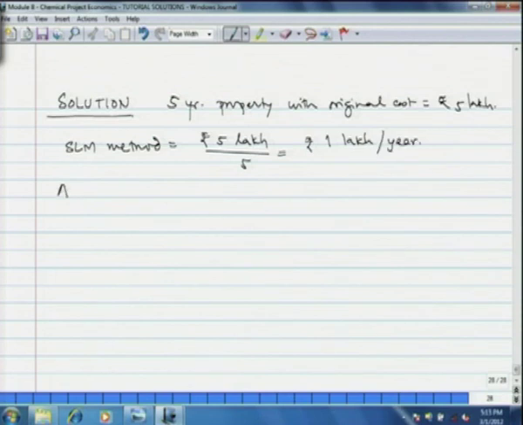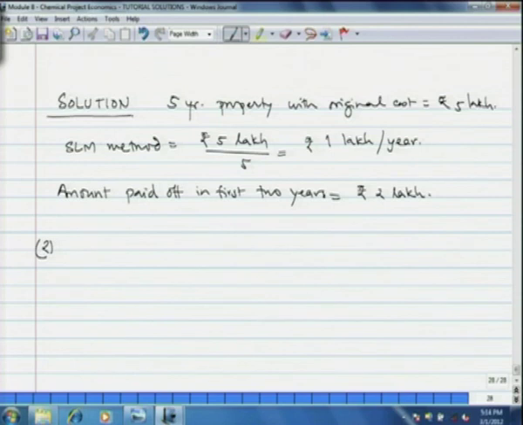So the amount paid off in first 2 years is rupees 2 lakh. So that answers the first bit of the question. Now in the second bit, we have to calculate the cost recovery in successive years.